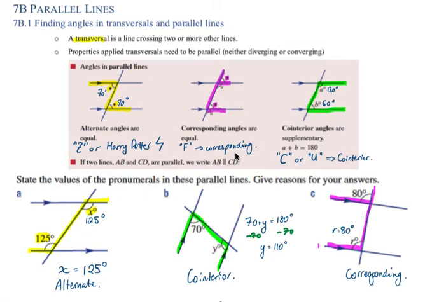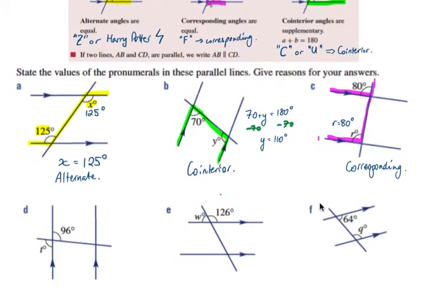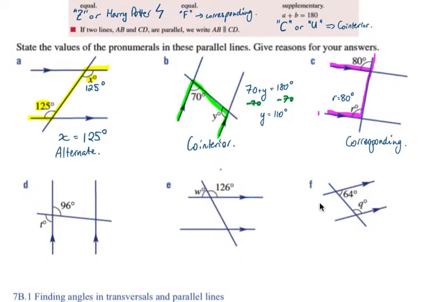G'day. In this video, we'll be continuing on from our last lesson, last video, which is looking at finding angles in transversals and parallel lines. Now, we've gone through three angles in parallel lines, the alternate angle, the corresponding angle, and the co-interior angles. And we've applied it to A, B, and C. What we'll be looking at now is examples D, E, and F, and a little refresher on some angle properties that have already been discussed in 7A.